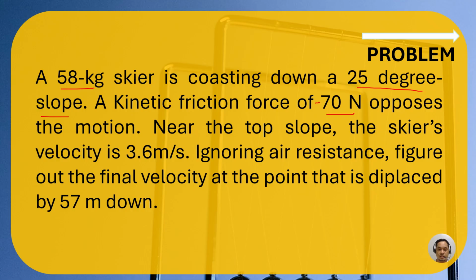Negative here is the direction. It doesn't mean that it's a lesser value, but it's just the direction. It opposes the motion as stated in the problem. Near the top of the slope, the skier's velocity is 3.6 meters per second. Ignoring air resistance, figure out the final velocity at a point that is displaced by 57 down the slope.